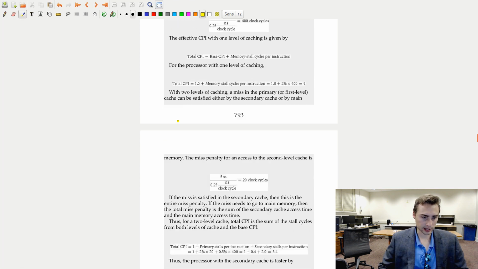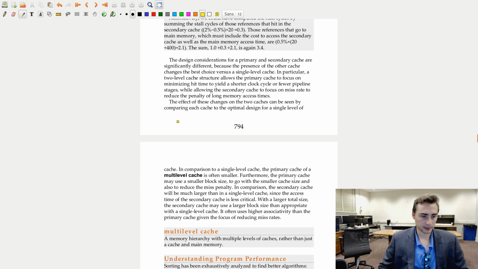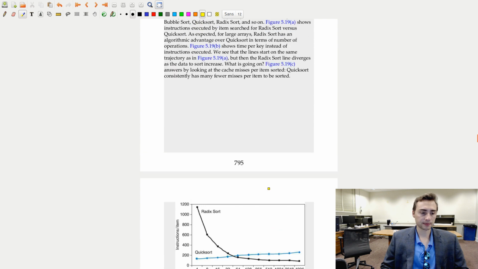So let's see. In comparison to a single level cache, the primary cache of a multi-level cache is often smaller. Furthermore, the primary cache may use a smaller block size to go with the smaller cache size, and also to reduce the miss penalty. So when we're talking about a multi-level cache, like I said, we want to talk about it in terms of the working set.